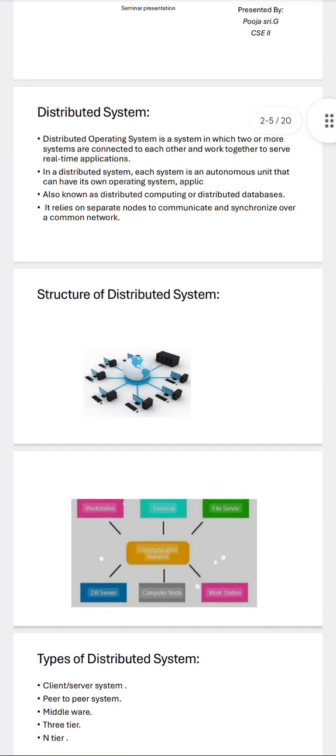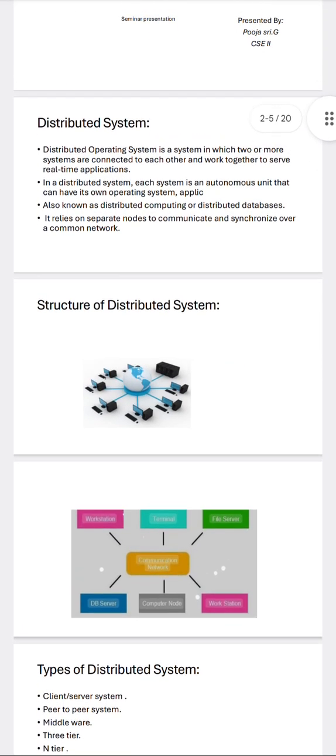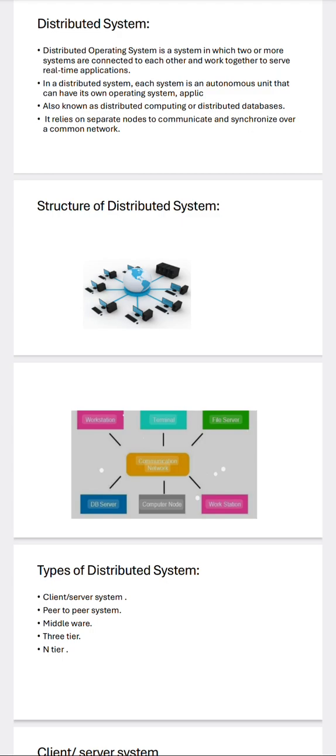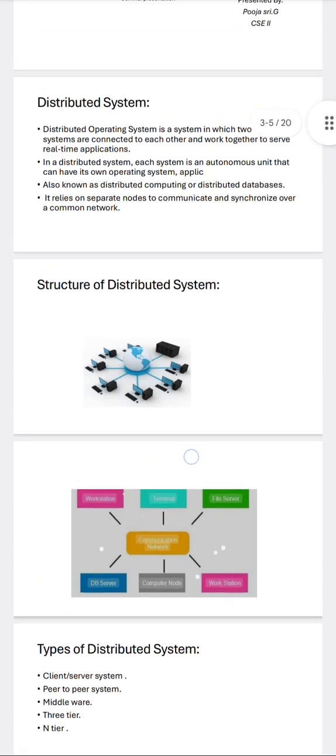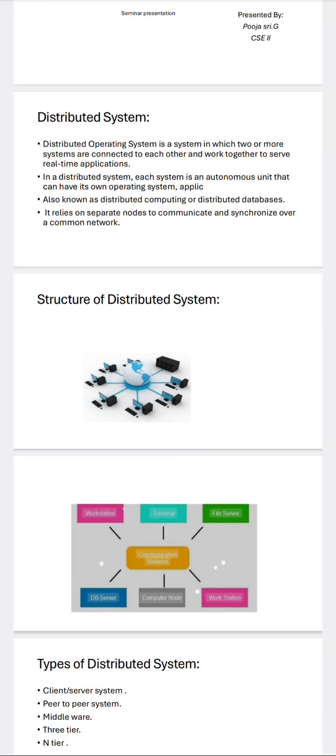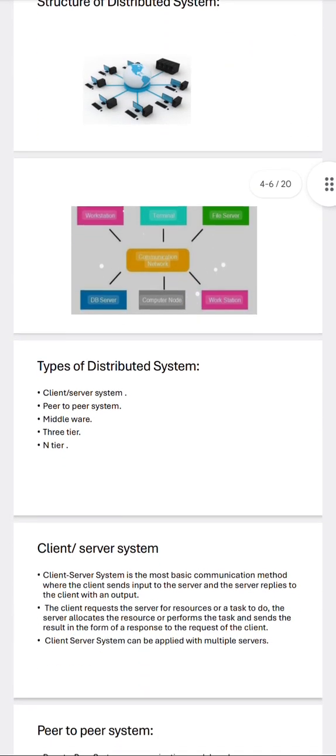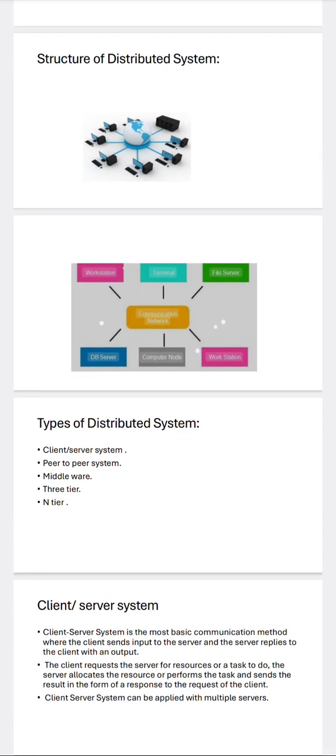Here I have given the structure of a distributed system. A single server is connected with n number of clients. Next, the communication network will be between the workstation, terminal, file server, DB server, computer node workstation. Here the single server is connected with 7 clients. Then I have given the communication networks.